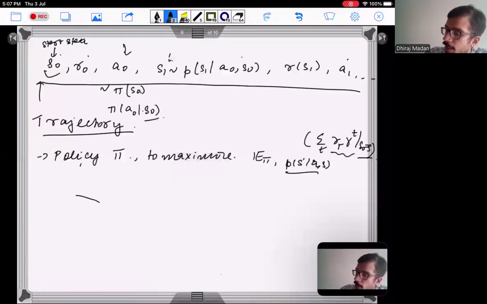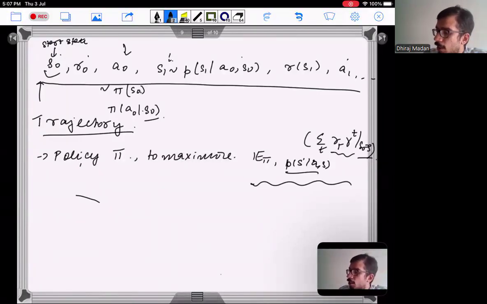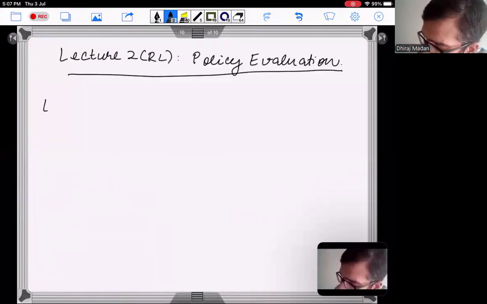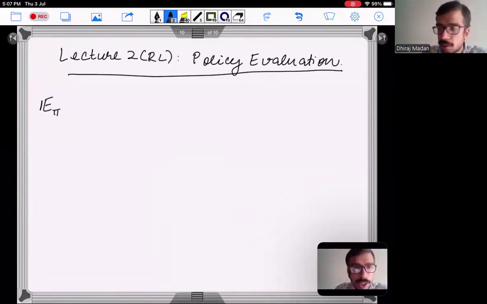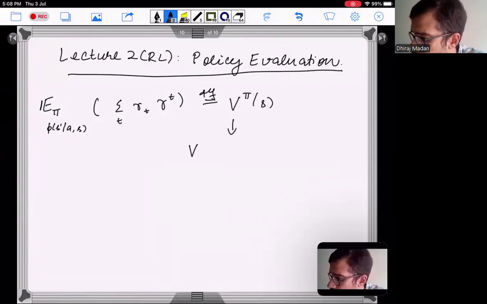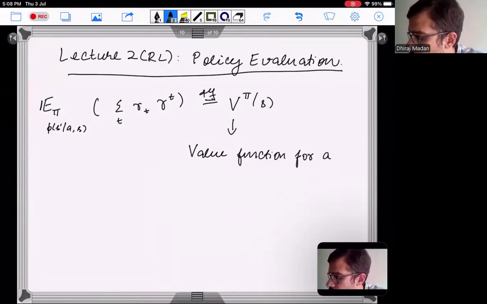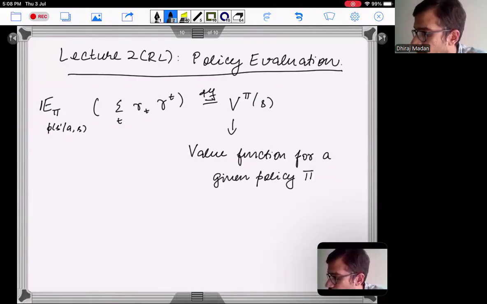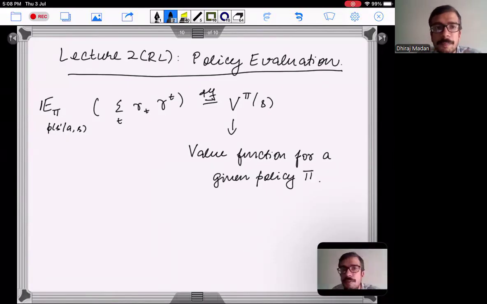Before we move on, I'll make one definition. This particular expectation which we have, the expectation over the policy, which can be stochastic or deterministic, and the transition function S prime given A, S, of the quantity sum over t of r_t gamma to the power t, I'm going to define as the value function for a given policy pi. Okay, so this is how we define it.